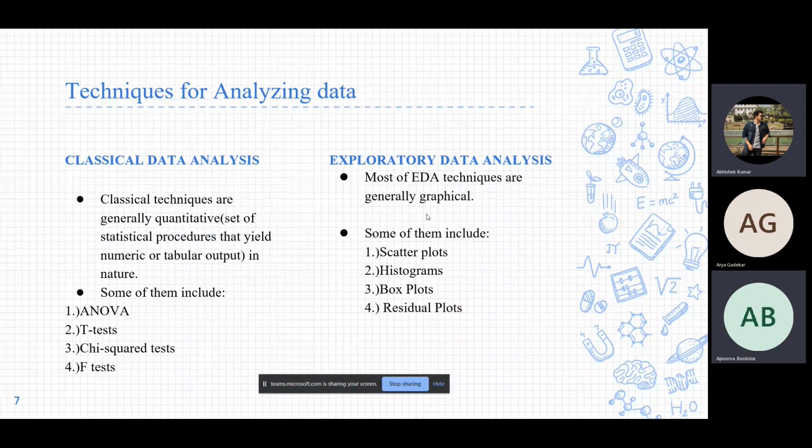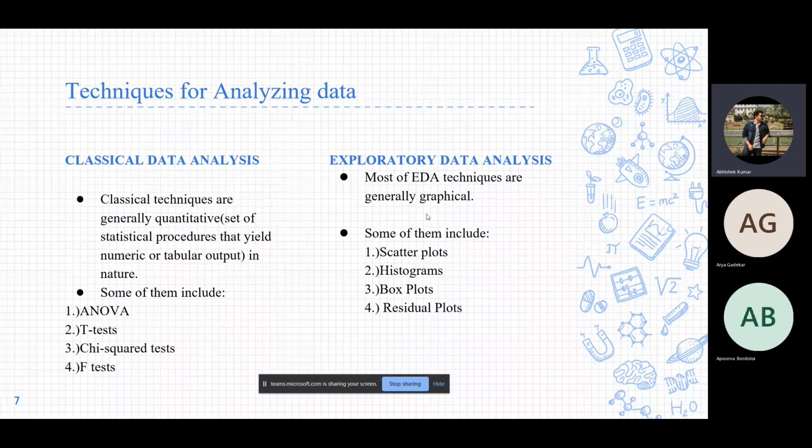Here come the techniques for analyzing data, and the difference between classical and EDA. In classical data analysis, the techniques are generally quantitative statistical procedures that yield numeric or tabular output. As I said earlier, it is done with the help of statistical and probability measures. Some of them include ANOVA, t-test, chi-square test, and F-test. These generally take the data sets, perform the analysis, and give the desired values.